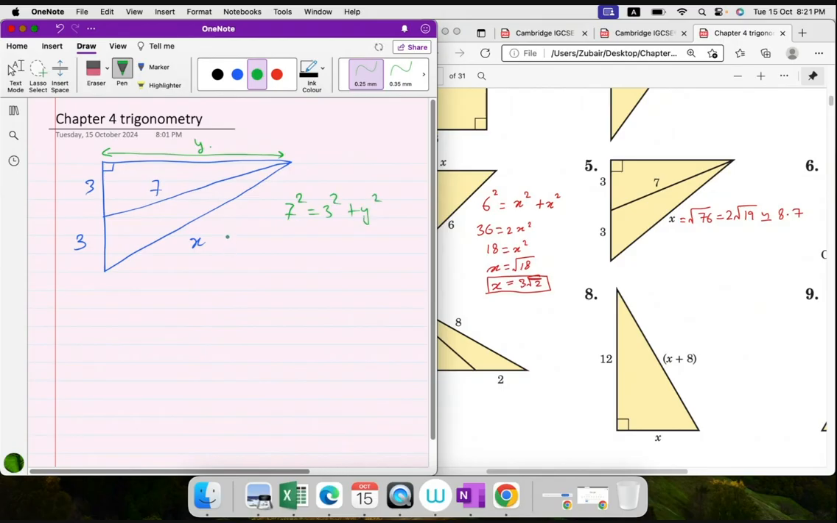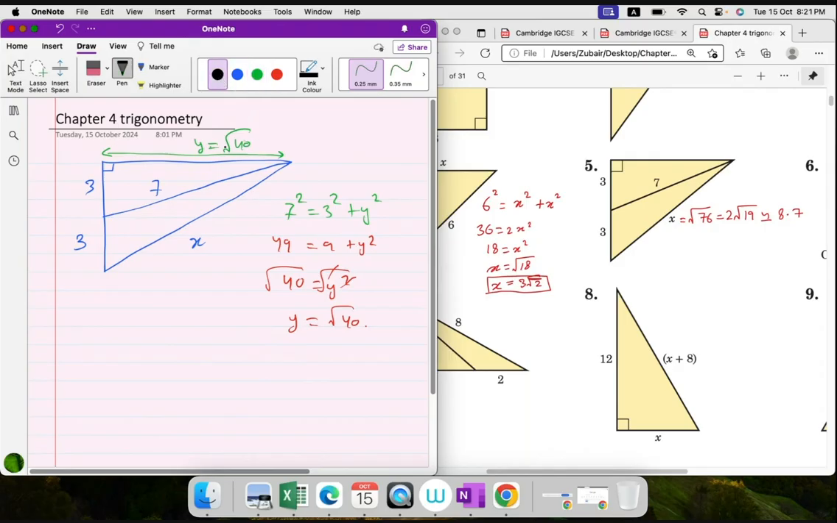Any disagreement? Yes, I forgot to list. So this is 49 is equals to 9 plus y square. This is 40 is equals to y square. And square root on both sides. Y is equal to square root 40. I'm sorry, Ali, you were saying something? No, sir. Okay. So this is equal to square root 40.